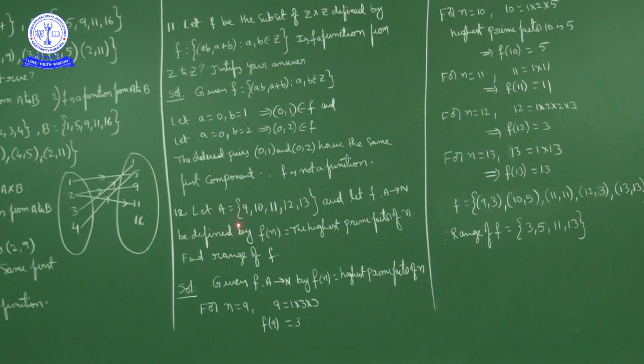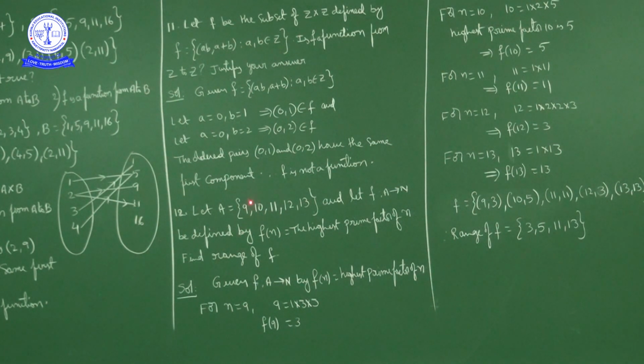Set A contains the elements 9, 10, 11, 12, 13. F is a relation from A to N, where N is the natural number set. How is it defined? F of n is equal to the highest prime factor of n. We have to find the range of F. Here, F from A to N is defined by F of n is equal to the highest prime factor of n.